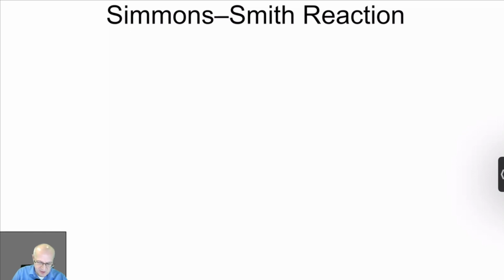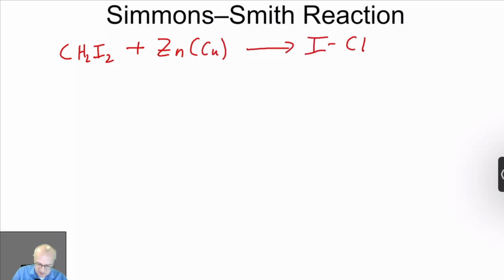Next up, Simmons-Smith reaction. Simmons-Smith takes diiodomethane, reacts it with a zinc and copper amalgam, and you'll get what's known as the Simmons-Smith reagent. Now the Simmons-Smith reagent is going to behave very much like a carbene. In fact, you can pretend in your mind, if you want to, that the Simmons-Smith reagent gives you a carbene. It doesn't. It gives you a carbene-like species. It's going to behave as if it were a carbene, but it's not actually a carbene.